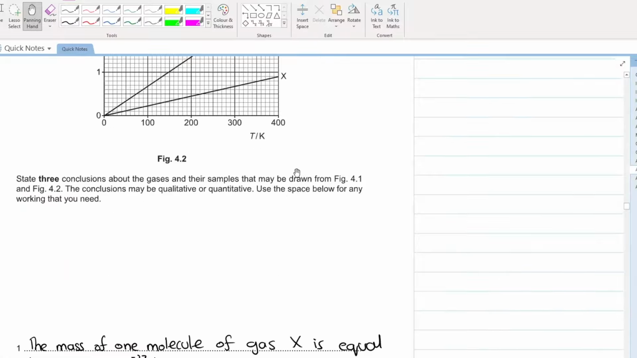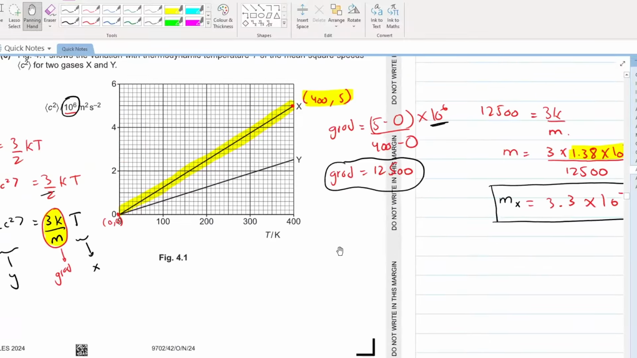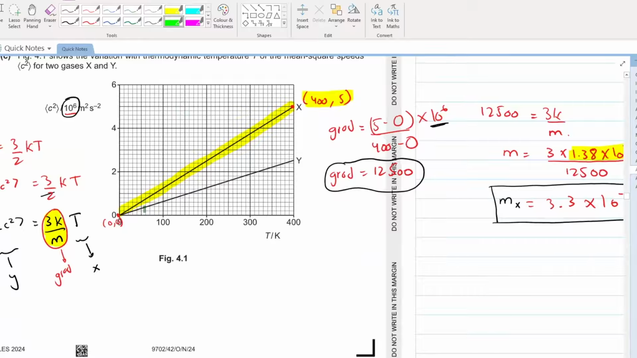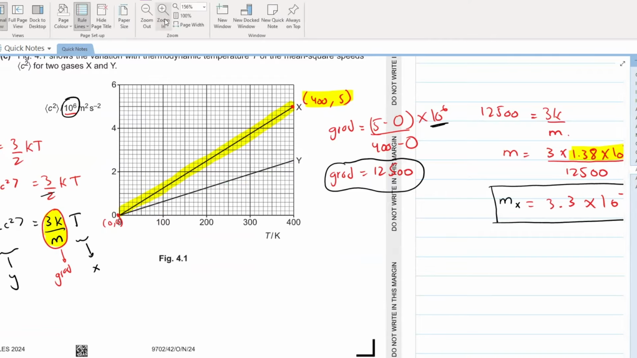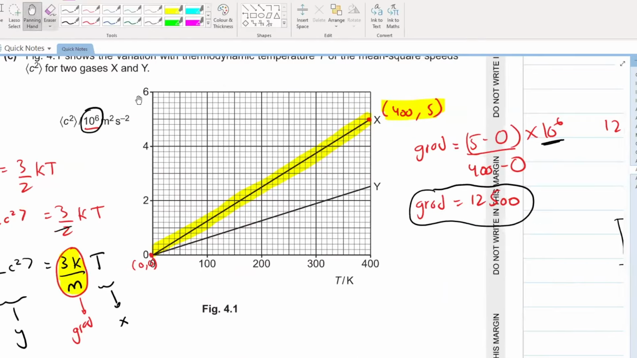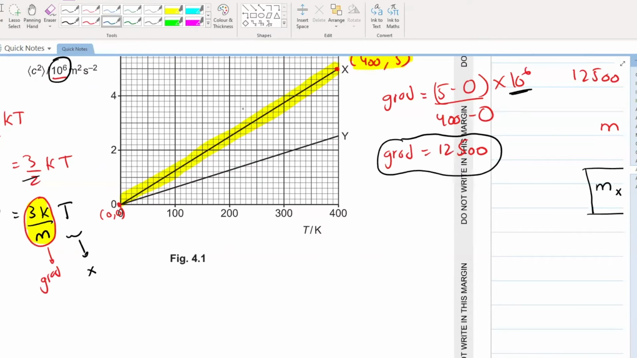Can I do this exact same thing for line Y and derive my second conclusion? Yes. Let's do this exact same thing for line Y. Okay, so here I will have to zoom. So this point is what? X axis 400, Y axis 2.5. Perfect.